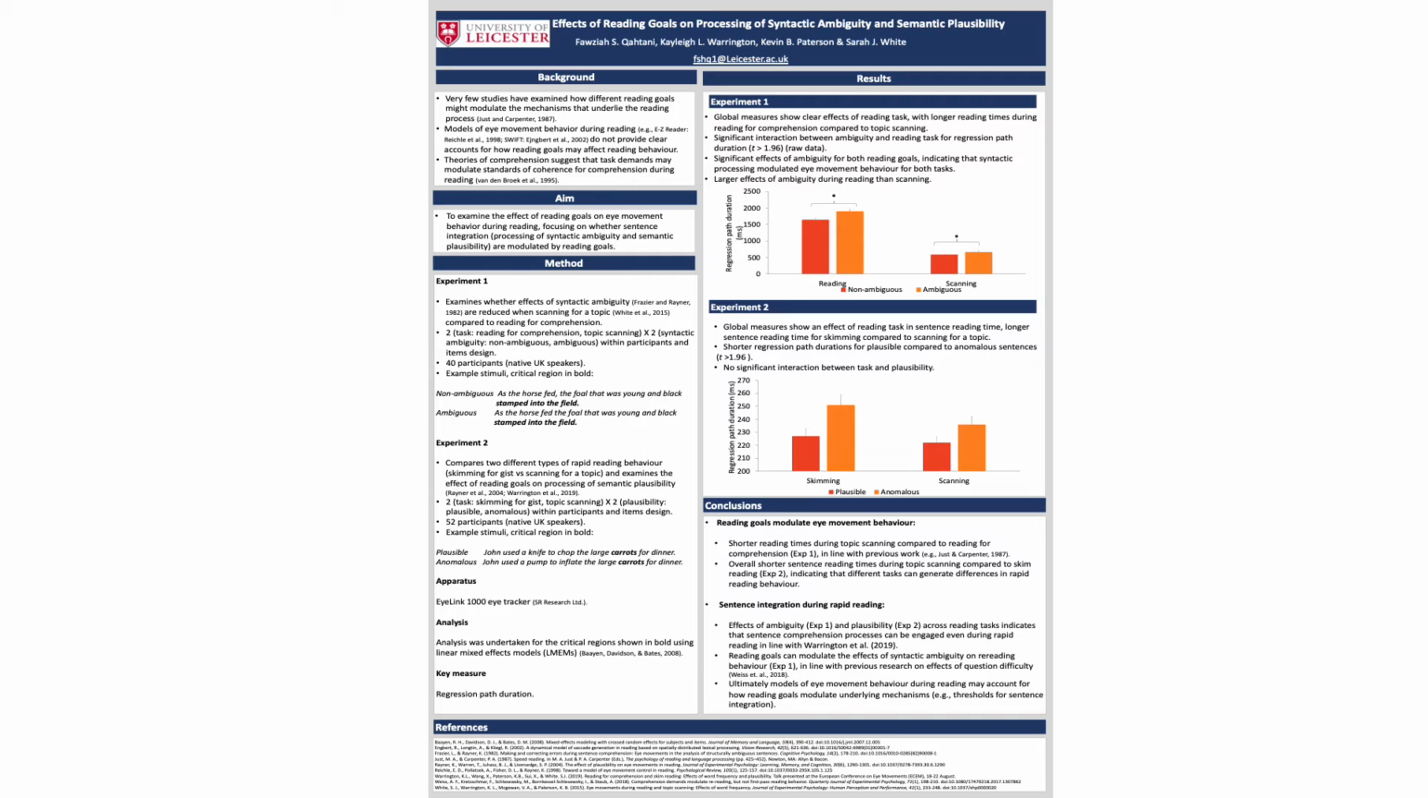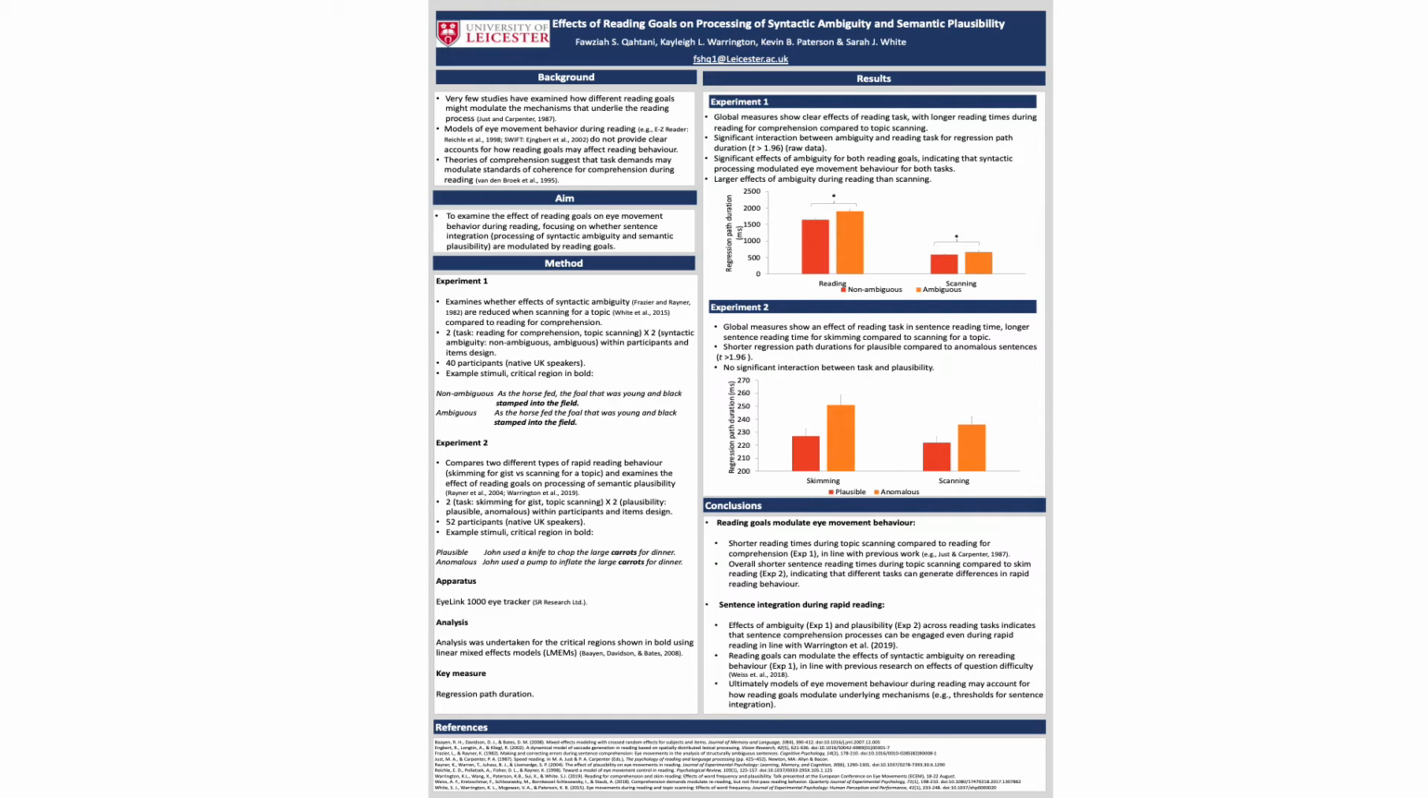Experiment 1 was set up to examine whether effects of syntactic ambiguity are reduced during topic scanning compared to reading for comprehension. During topic scanning, readers skimmed through sentences to identify those relevant to the topic of clothing. Experiment 2 was novel in that it was designed to directly compare two different types of rapid reading behavior, skimming for gist and scanning for a topic.